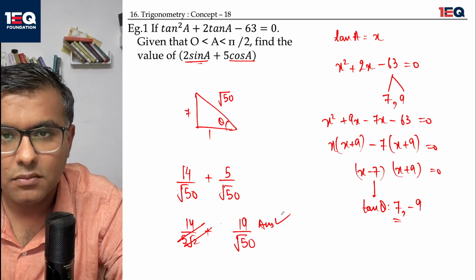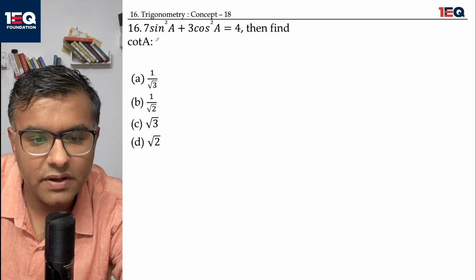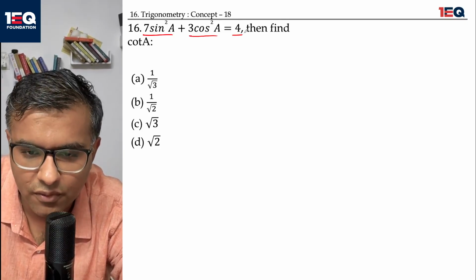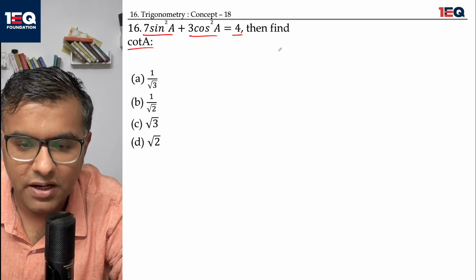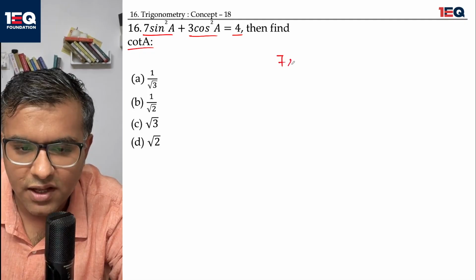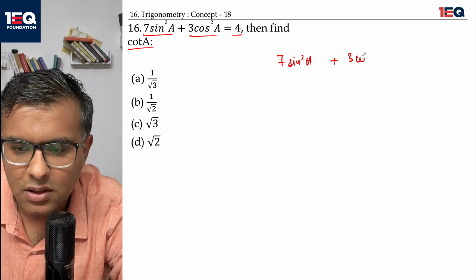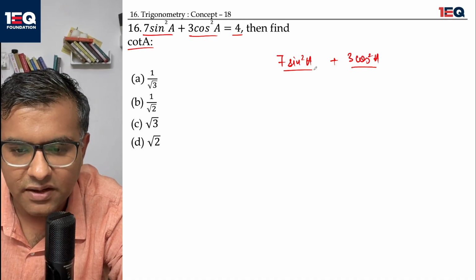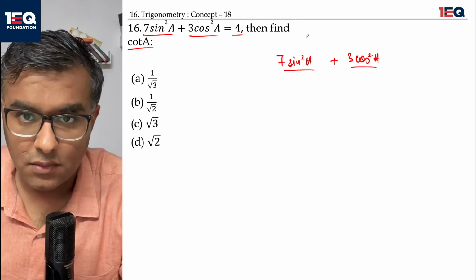Okay, perfectly fine. Let's move forward. Another one here: 7 sine square A plus 3 cos square A is equal to 4. Then find the value of cot A. Just look at the smart ways we can employ here. If I have 7 sine square A plus 3 cos square A, I can use a 3 cos square A and 3 sine square A and create a 3 out of it. How do I do that?